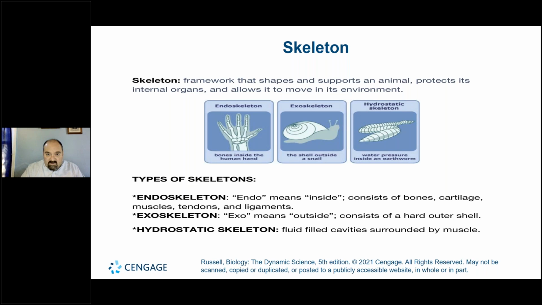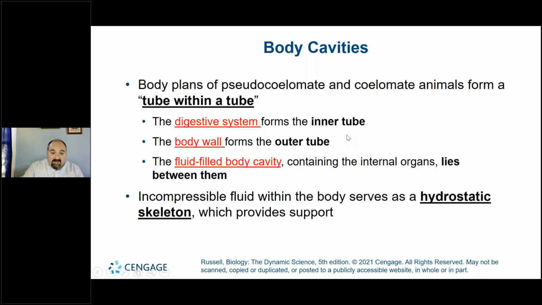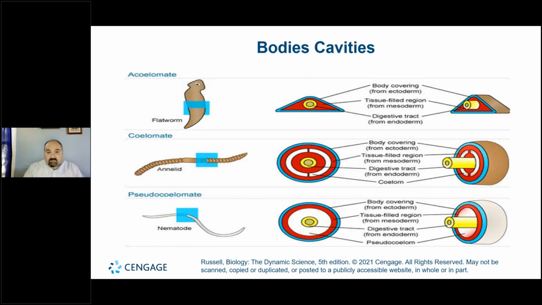So the endoskeleton consists of bones, cartilage, muscle, tendons, ligaments, right? Exoskeleton, outside, so a hard outer shell. Hydrostatic skeleton, fluid-filled cavities surrounded by muscle, right? So this is what to think of when you think of a worm: the hydrostatic skeleton.